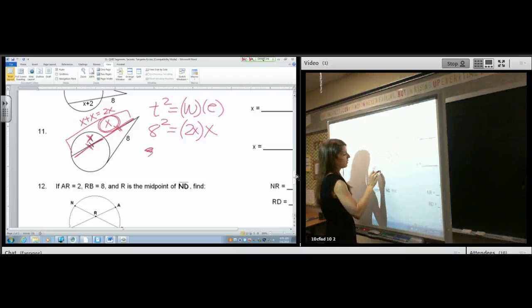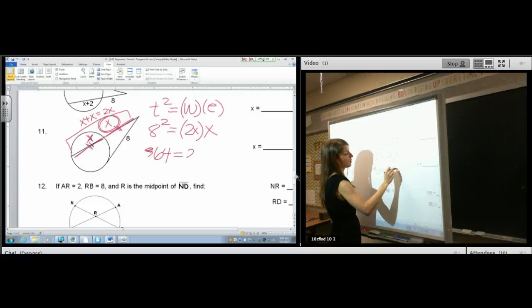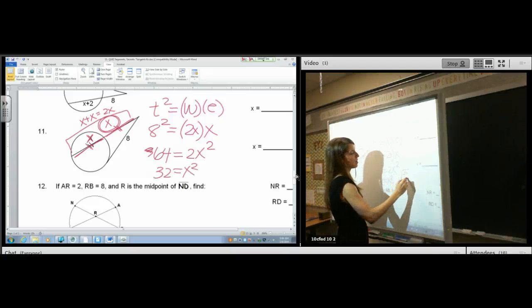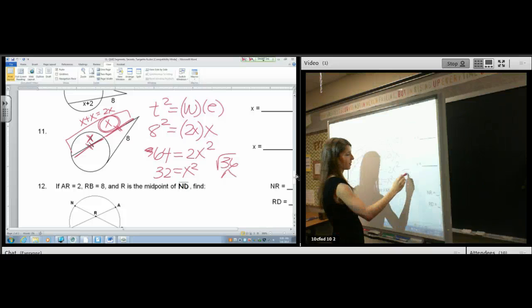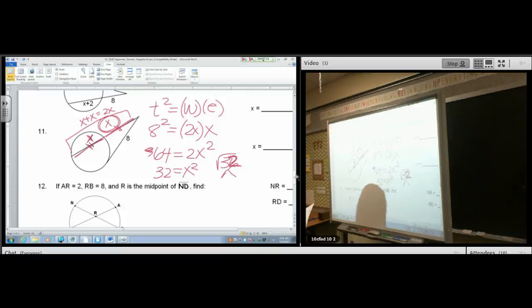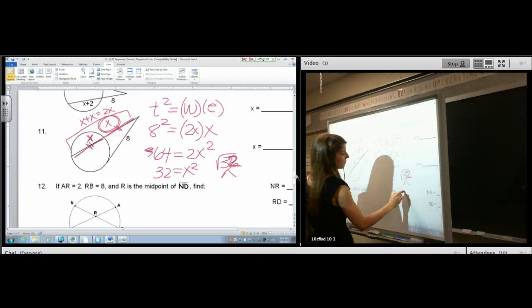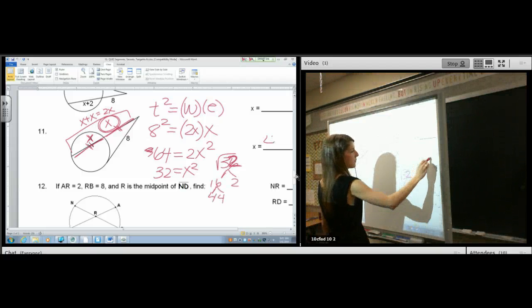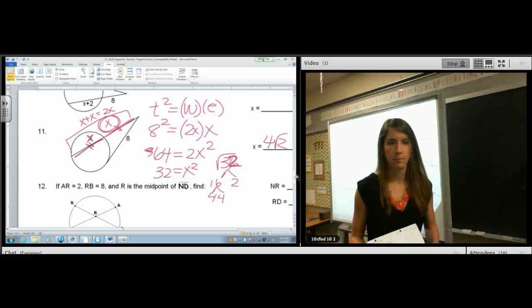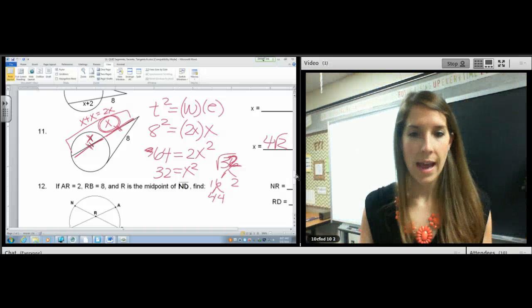So 64 equals 2x squared. Divide by 2. 32 equals x squared. And then you need to factor tree 32. 16 times 2, 16 is a perfect square. A 4 escapes and a 2 is left. Any more problems?